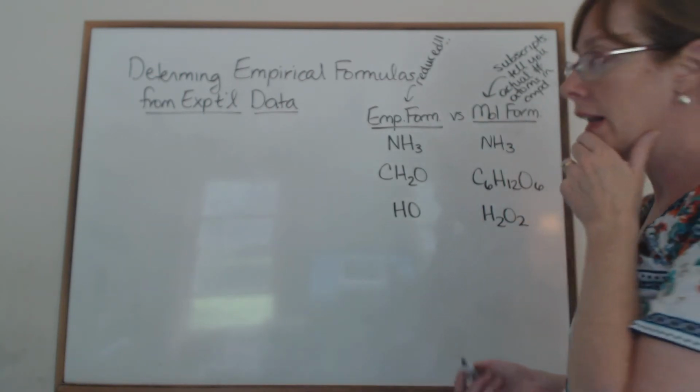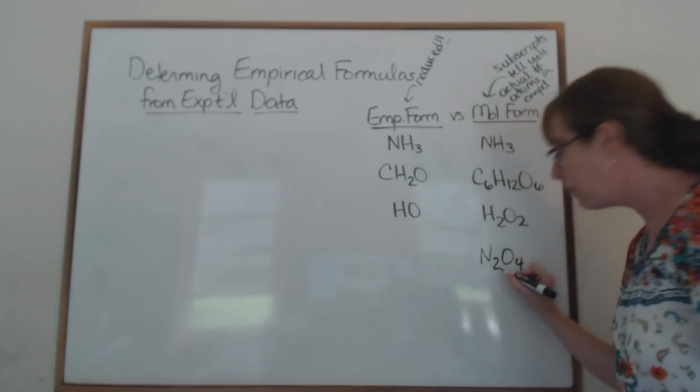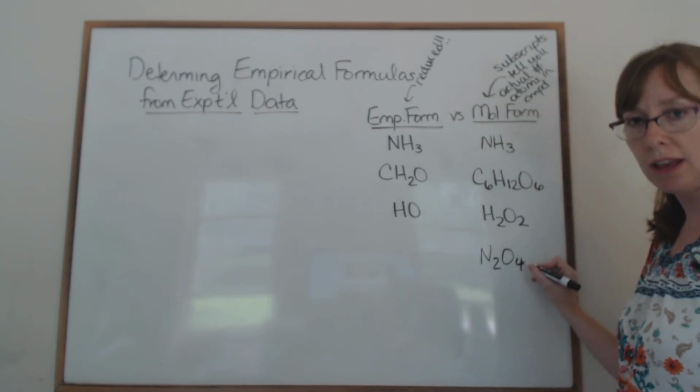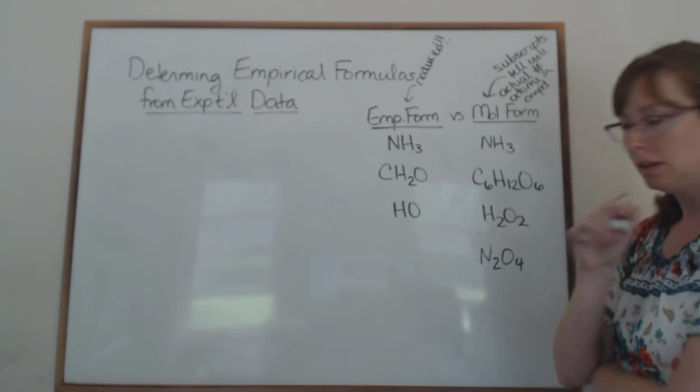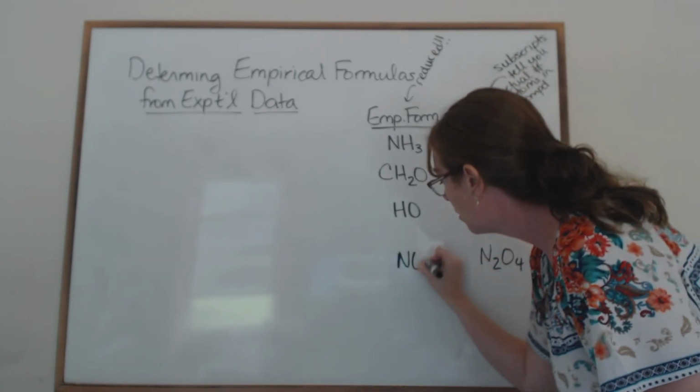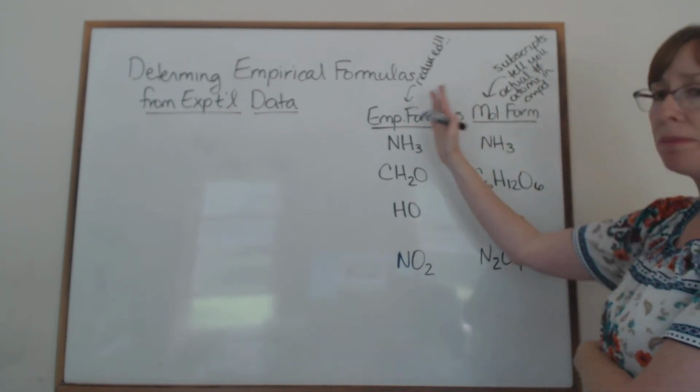Just to check your knowledge, this was a compound I used a little bit ago on the board, dinitrogen tetroxide. What would the empirical formula be of that? It would be NO2. Okay, so that's empiricals.